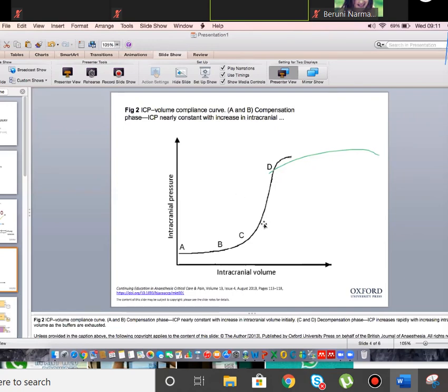So what is the importance of knowing this value of 20? I told that the intracranial pressure will begin to rise at a value of roughly 15 to 20 when the intracranial volume increases. Can you think of how we can attribute this to our clinical practice?